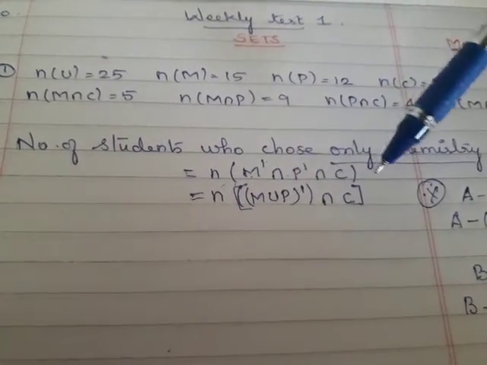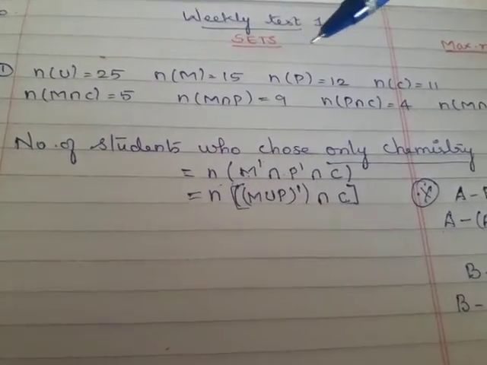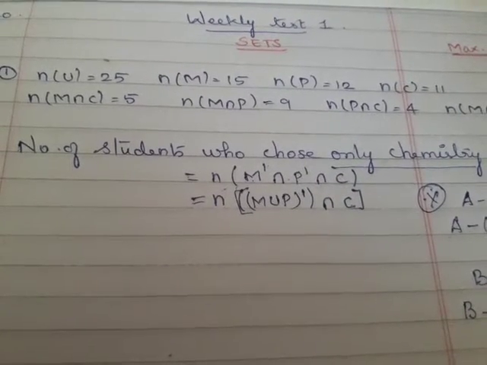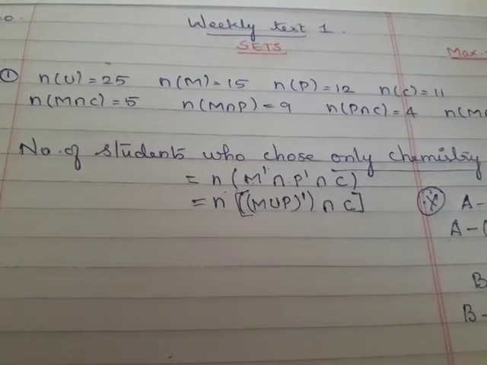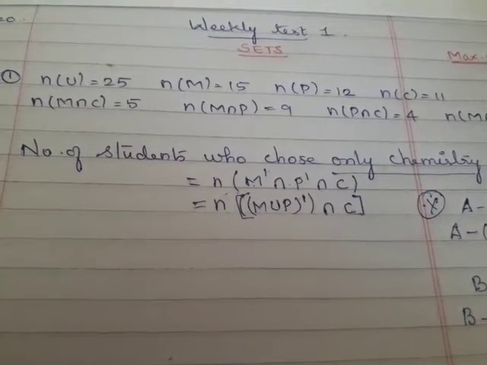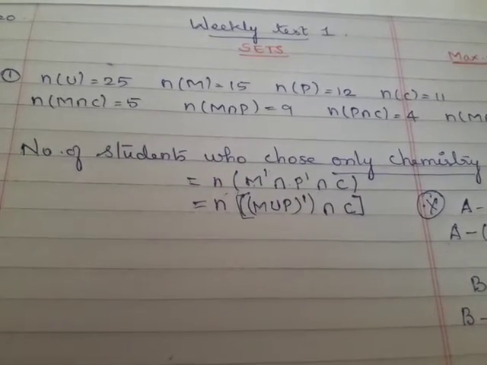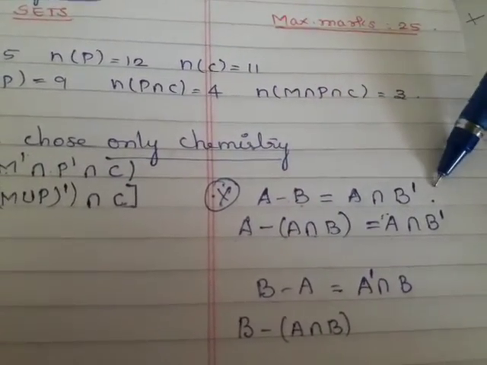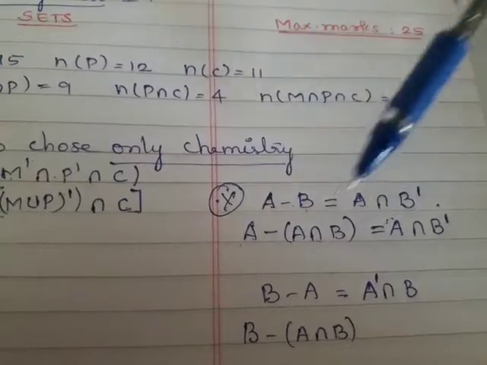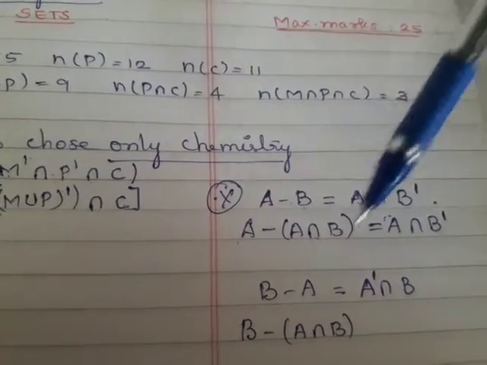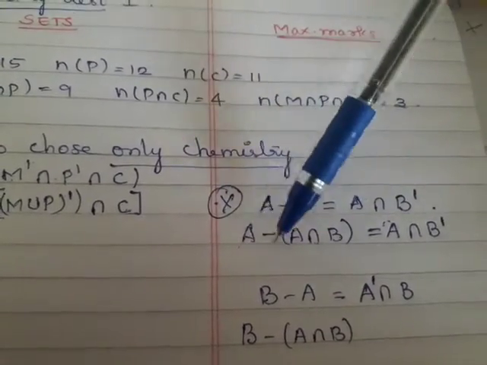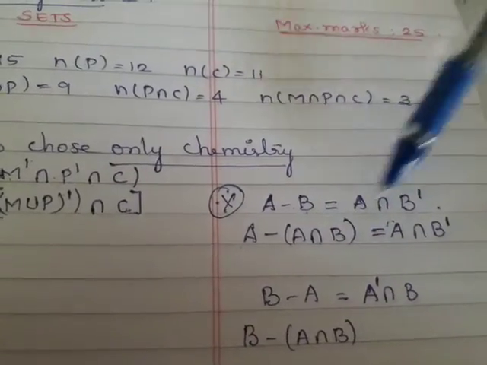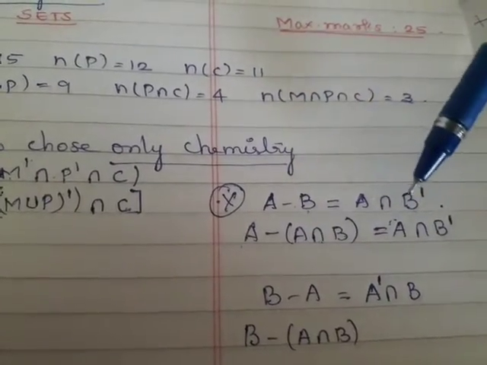Then repeatedly here we are going to use certain results: De Morgan's law, the distributive law, and one more result which I told in yesterday's session, A minus B. That is very very important, you have to remember. See, A minus B is equal to A intersection B dash, A intersection the second set's complement, which can also be written as A minus A intersection B. Remember this result, repeatedly we will be using this.